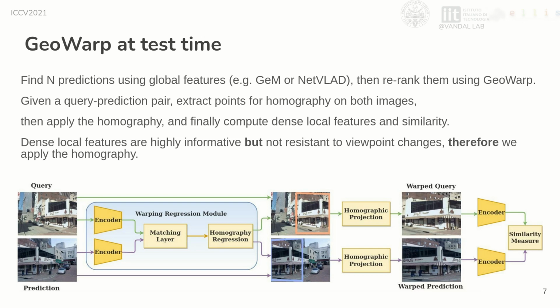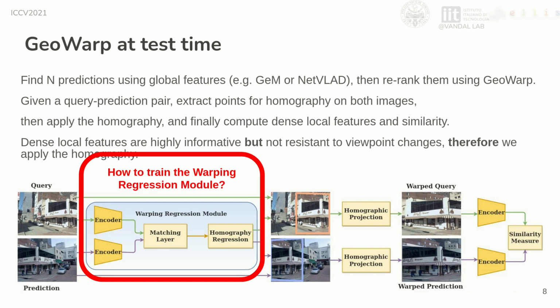Finally, given the warped pair of images, we use a simple CNN encoder to extract dense local features, which we then use to compute a similarity between the pair. Note that dense local features are highly informative, but they are not resistant to viewpoint changes, and that's why we first apply the homography projections. So now the question is, how do we train the warping regression module?